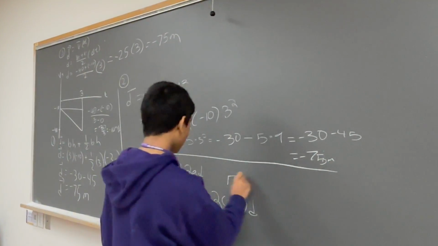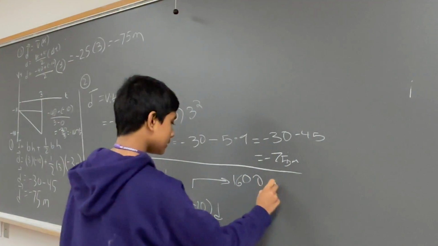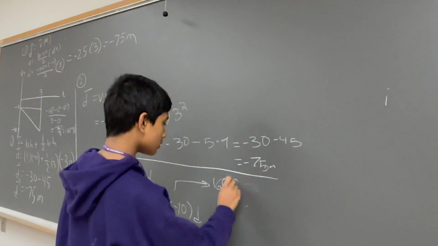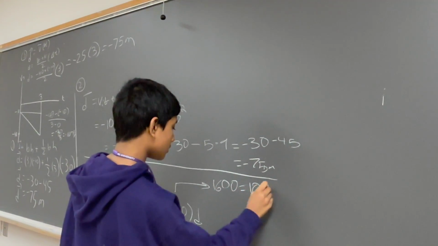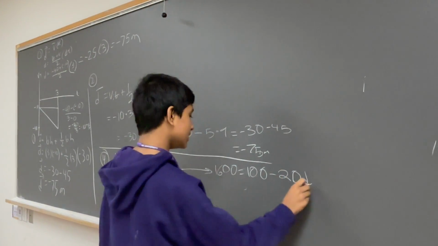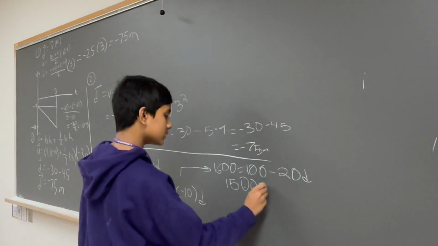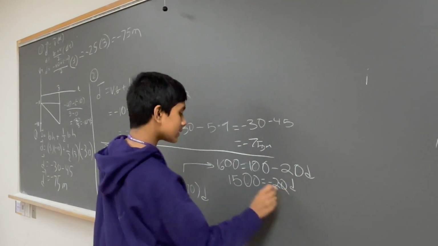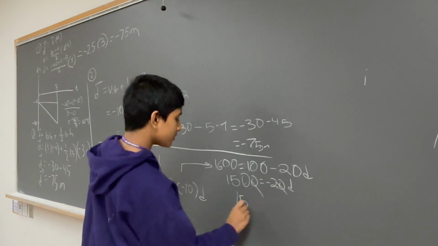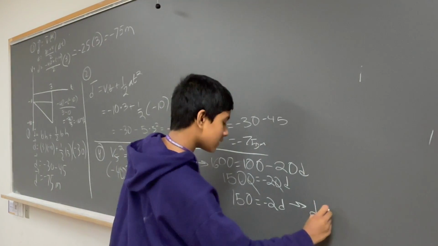So what does this become? Well, negative 40 squared is, of course, 1600. Negative 10 squared is 100. And we get minus 20 as the coefficient of d. So that means 1500 equals minus 20d, or canceling out a factor of 10, 150 equals minus 2d, which means d is negative 75 meters.